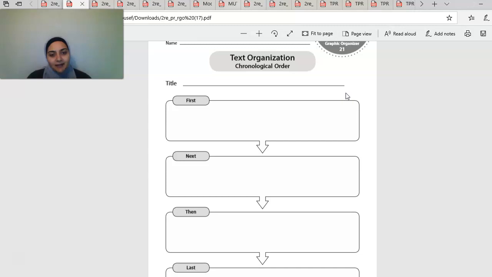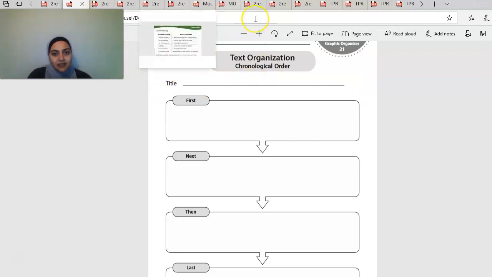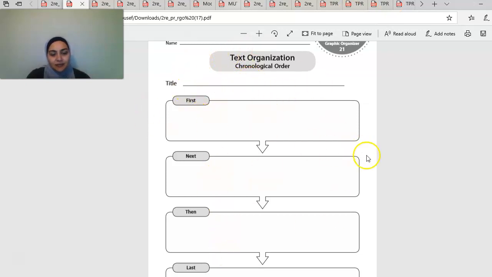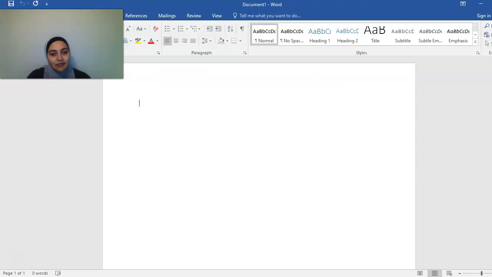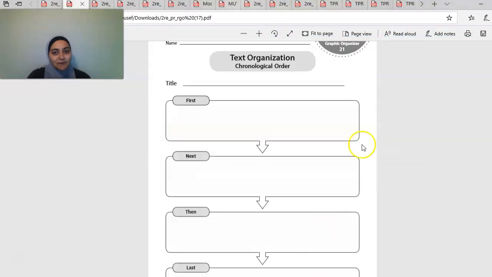Okay, now that you're back and you have this paper, you're going to write the title of the story. We're going to write the title and then first, next, then, and last what happens in the story as we read. I'm not going to be writing in the graphic organizer, but you will. Instead, I'm going to be typing it in a Word document so you can read it more clearly. Okay? So we're going to start off by writing the title of the story.